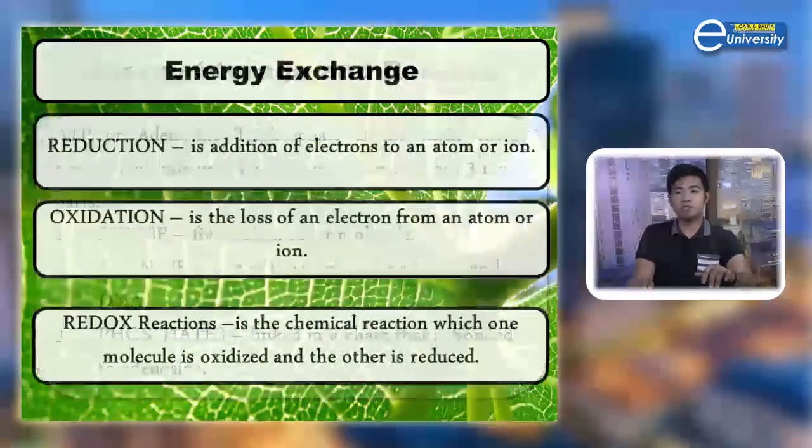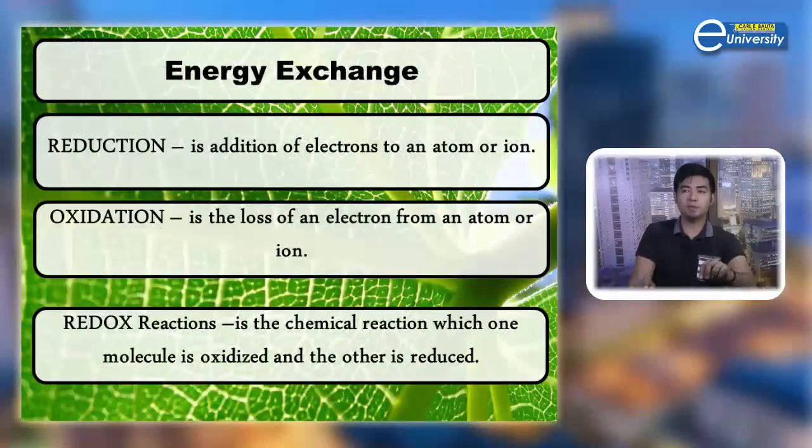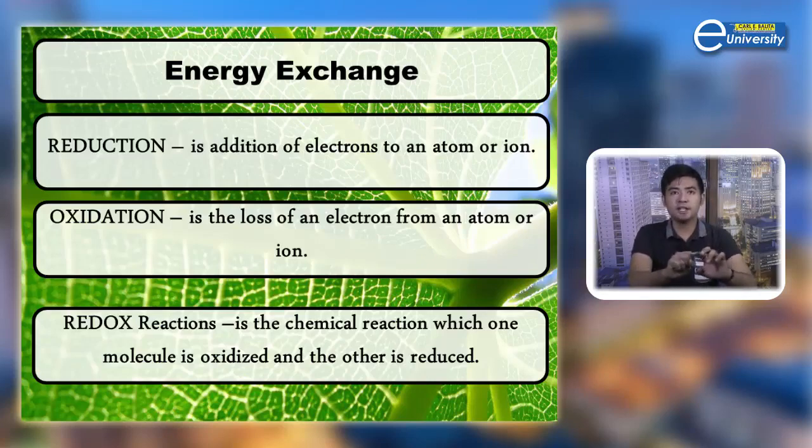How about the energy exchange? Energy exchange is composed of mainly two separate processes. We have the reduction and the oxidation. When we say reduction, that is the addition of electrons to an atom or an ion. It is quite confusing because reduction is addition. So always remember that reduction is the addition of electrons.